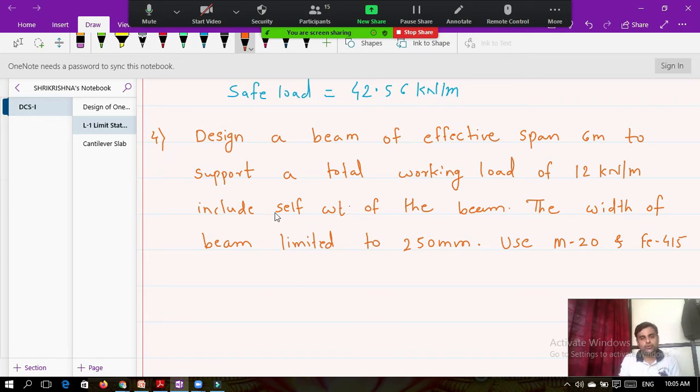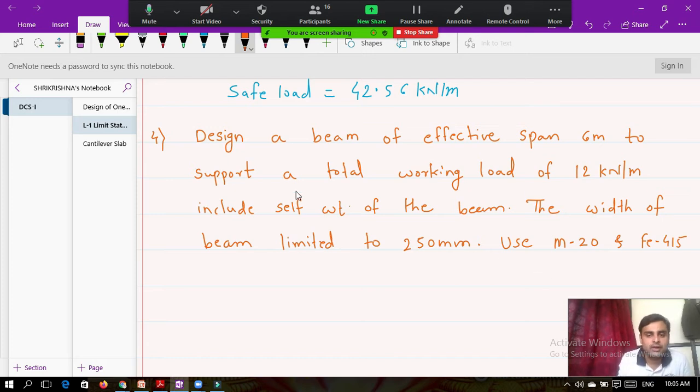Now we will read the problem once again. Design a beam of effective span of 6 meter to support a total working load of 12 kilonewton per meter, including the self weight of the beam. The width of the beam is limited to 250 mm. Use M20 grade of concrete and Fe415. So here we need to design the beam now.